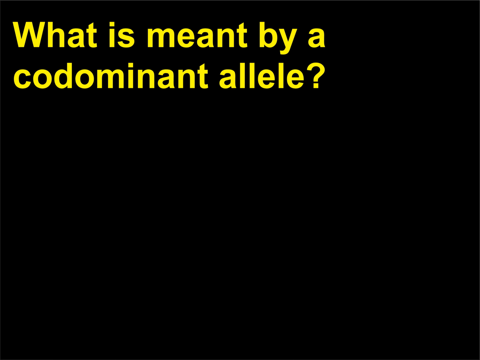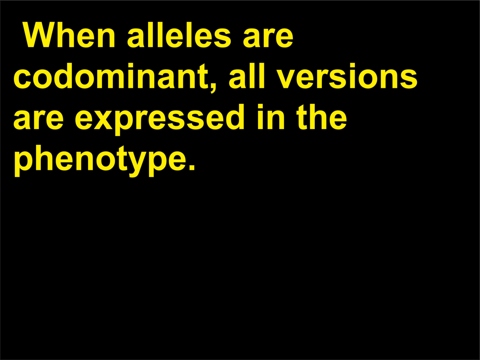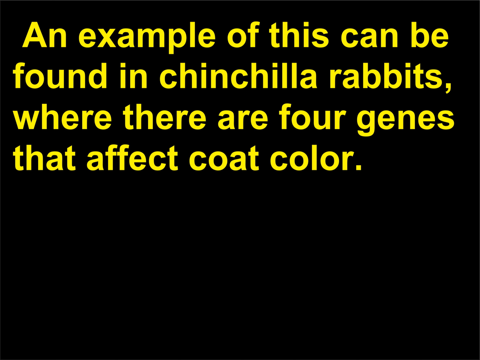What is meant by a codominant allele? Codominance is an example of non-Mendelian genetics. When alleles are codominant, all versions are expressed in the phenotype. An example of this can be found in chinchilla rabbits, where there are 4 genes that affect coat color.